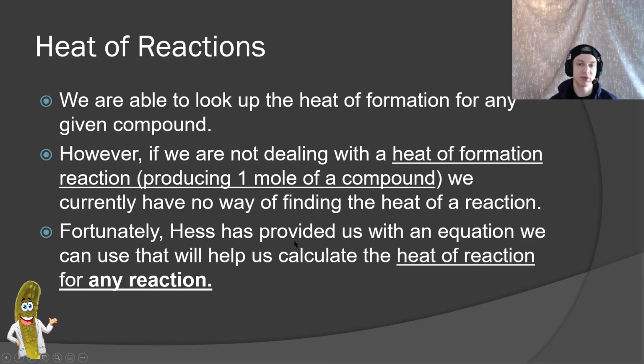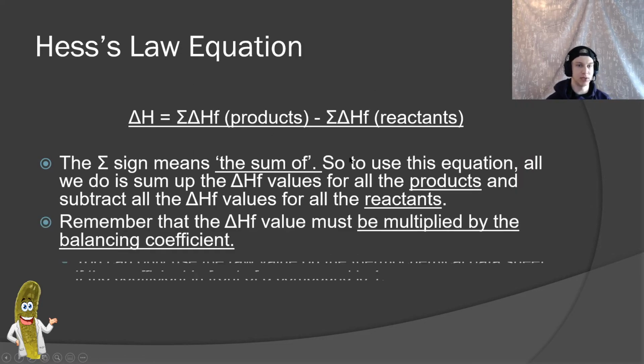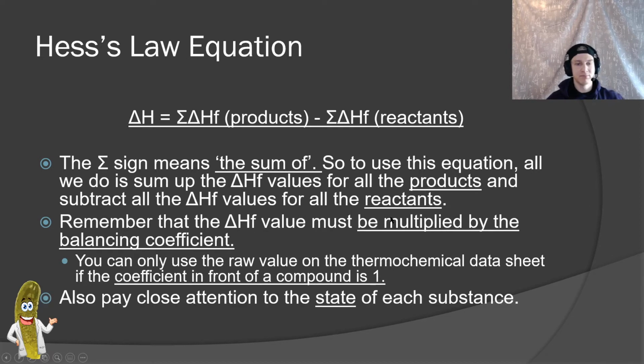Fortunately for us, Hess has provided us with an equation we can use that will help us calculate the heat of reaction for any reaction. And it's this simple formula. There are a couple of fundamental math rules that exist in life, and one of the rules is that it's always final. Whenever you're looking for the change in something, it's always final minus initial. And in this case, it is the delta H, the enthalpy of the products, minus the sum of the enthalpy of the reactants. Again, final, the products, minus the initial, the reactants. And that will give you the overall enthalpy, the delta H value.